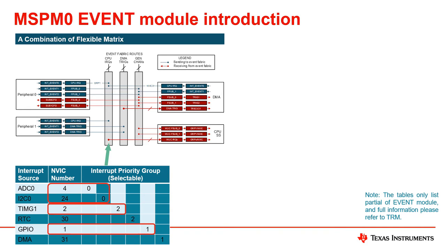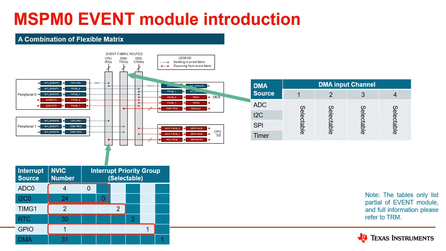When the subscriber is DMA, the event channel will be a DMA event, and the DMA bus can respond to the publisher to complete the DMA transfer without CPU involvement. DMA event requires an input channel for the publisher and the subscriber to establish connection. Please refer to DMA module introduction videos for detail.